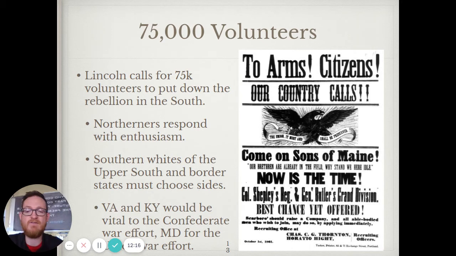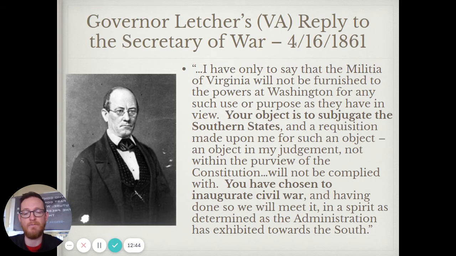Now, in calling for these volunteers, like I said, he called them to put down the rebellion in the Cotton States, as he called it. A lot of Northerners respond to this very enthusiastically. But it leaves the Southerners in the Upper South with the question of what do they do now? And in the border, what would become the border states as well. Virginia and Kentucky would be considered very vital to the war effort, also Maryland as well. And you're going to see now it's left up to these states to decide what they are going to do.